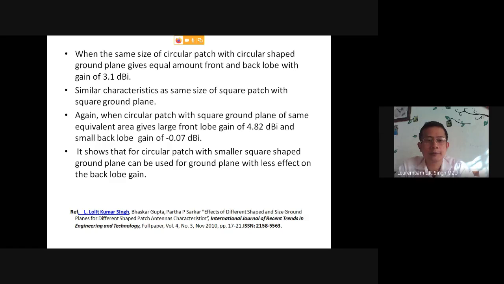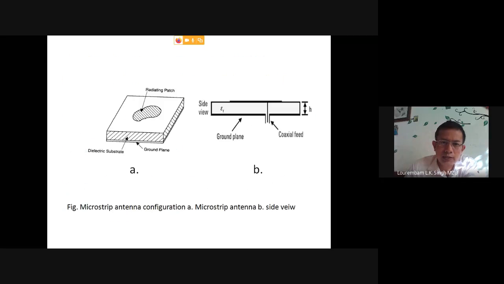And the same size of the patch with the circular shape of the ground plane, that is, the circular patch with the circular ground plane, gives an equal amount of power in the front as well as in the back. Back means below the ground plane also. Actually, we don't want any radiation to take place below the ground plane. We want the antenna to radiate on the patch side, but if the size becomes smaller and smaller, it will start radiating on the back side also. So that was what happened.